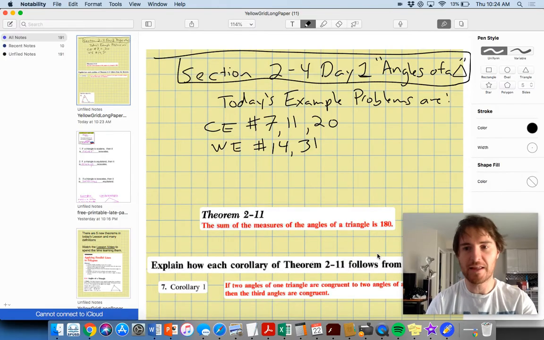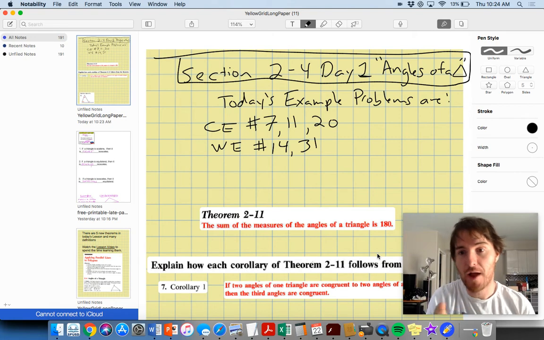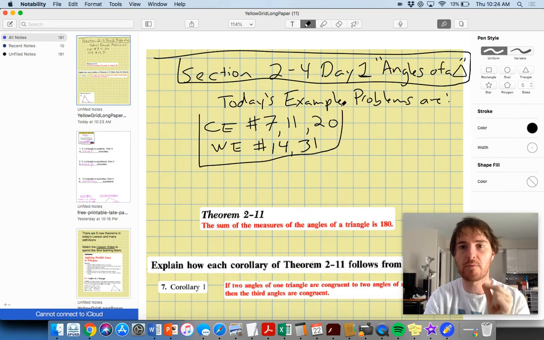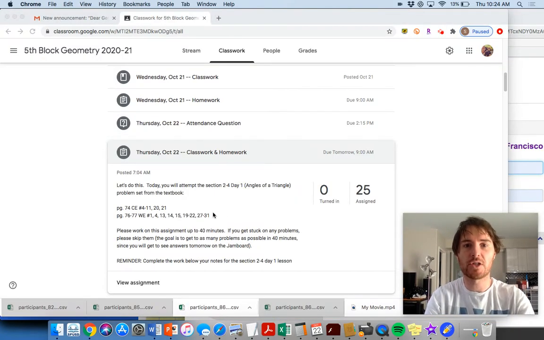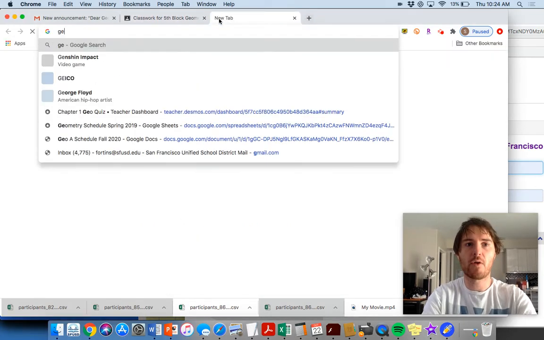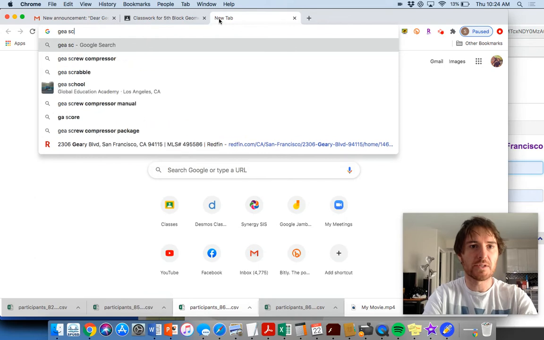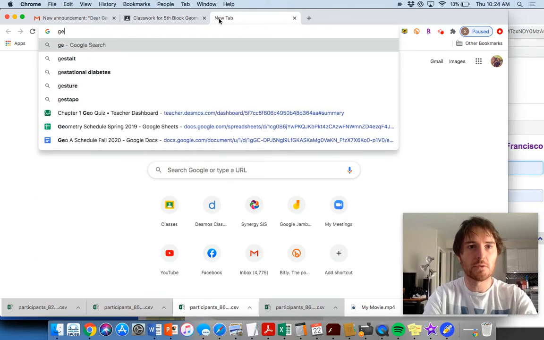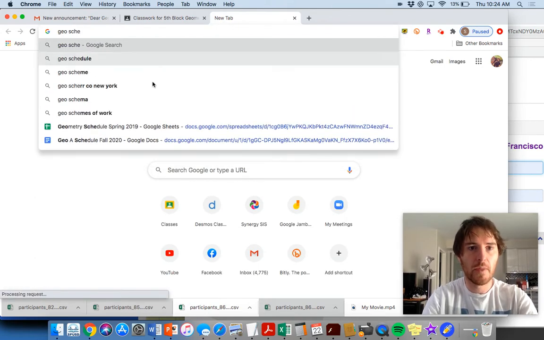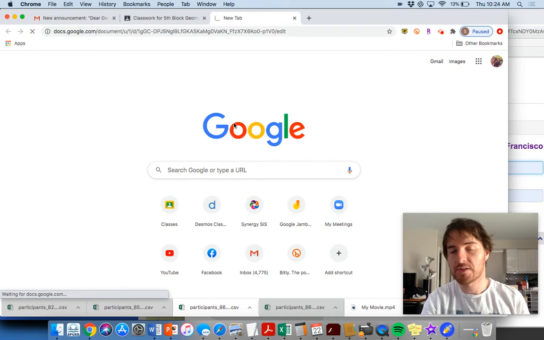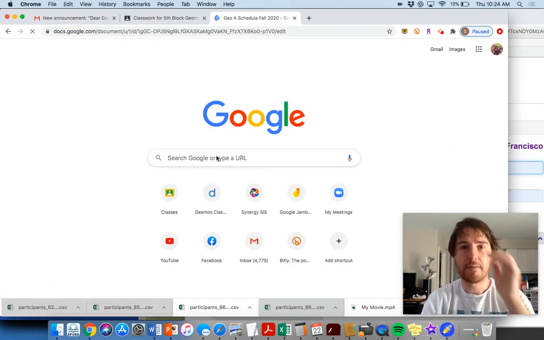So that reminds me that you guys got an asynchronous problem set today. So section 2.4, day one, angles of a triangle. These are the examples of the problems we're going to do. This is just the examples of the problems. If you're curious what all the problems are that you have to do, they're right here, listed on today's assignment. And remember that we have the schedule. Oops, not Geo schedule. We have it right here, so you can see every single problem.